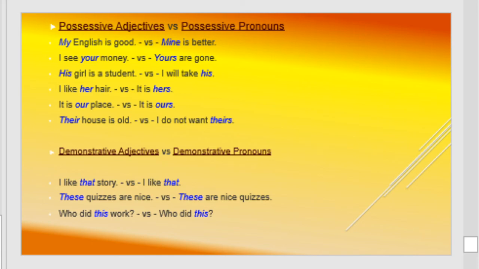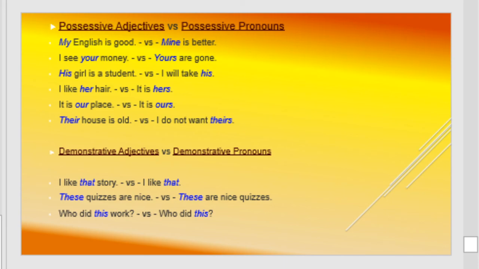His girl is a student. I will take his. I like her hair. It's hers. It is our place. It is ours. Their house is old. I do not want theirs. That is possessive adjective versus possessive pronoun. My English is good. This describes the noun English. Mine is better. Possessive pronoun.